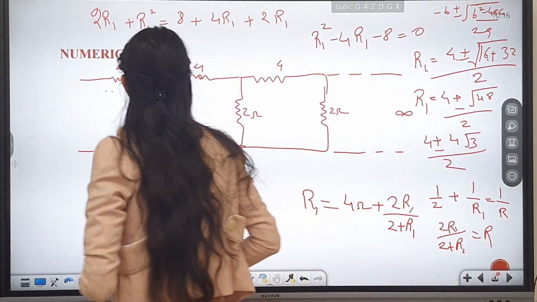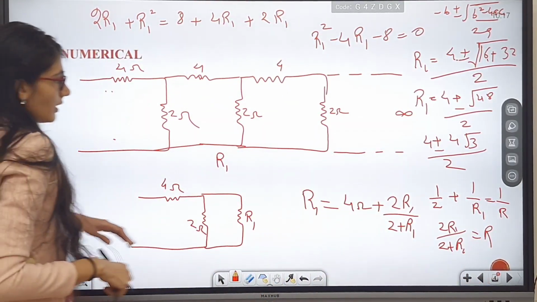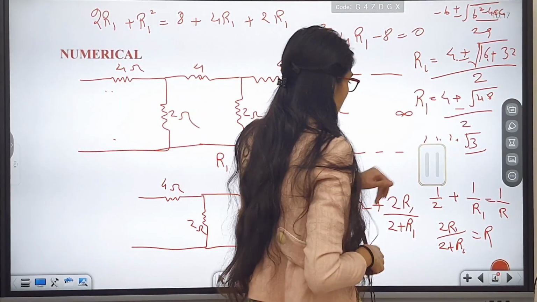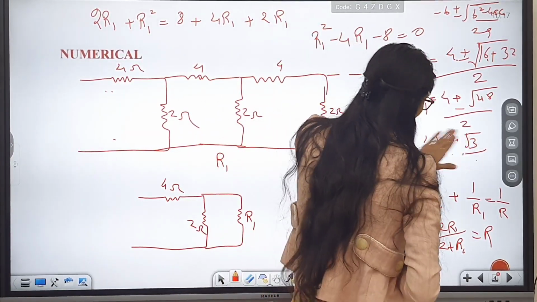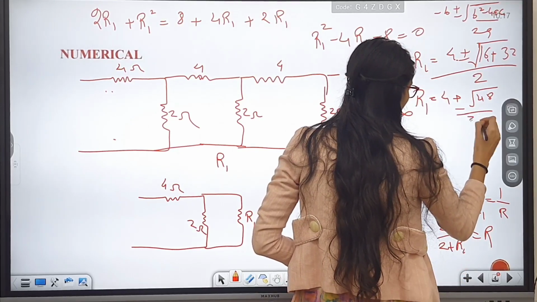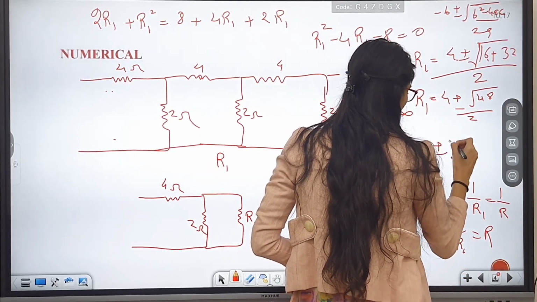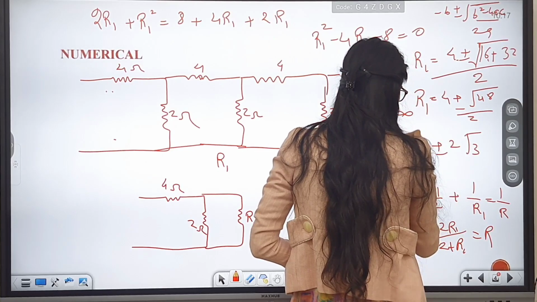Okay, so your net resistance is nothing. You just need to solve it, and you get 2 plus or minus 2 root 3.